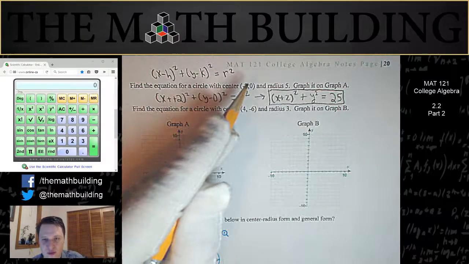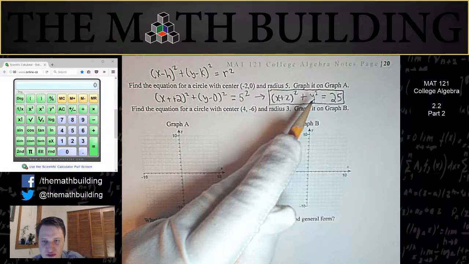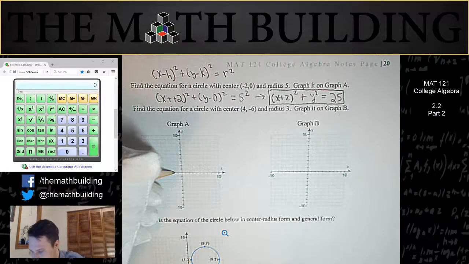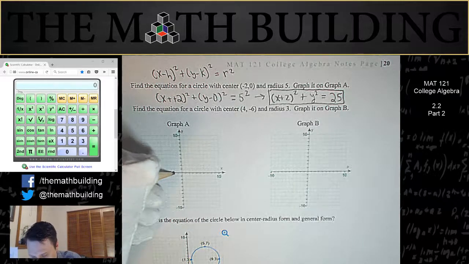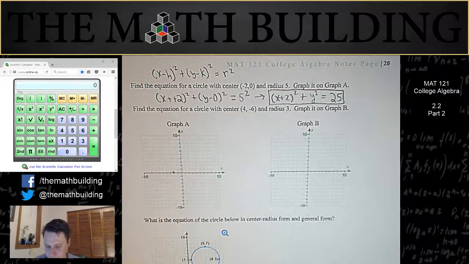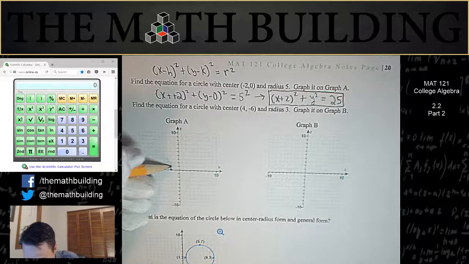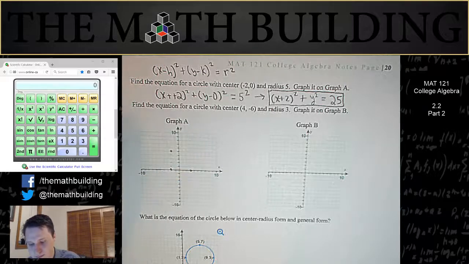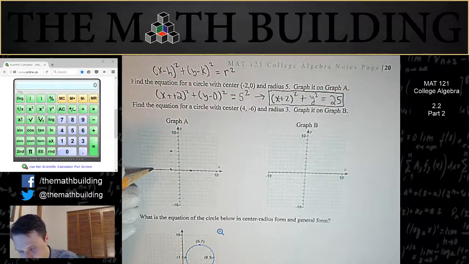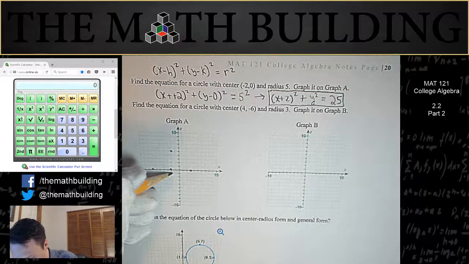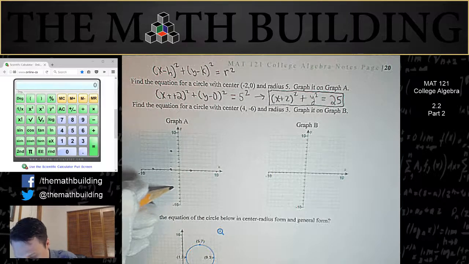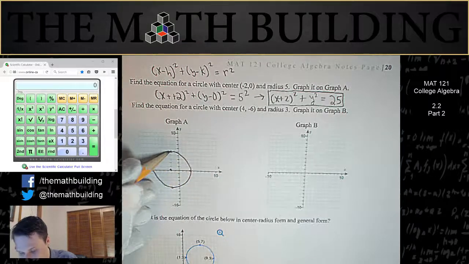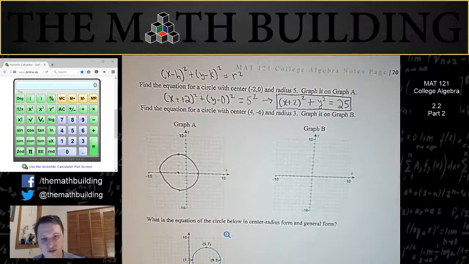They told us what the center was, but we can also tell from here that the center is (-2, 0). So let's graph that. (-2, 0) is the point right here. And we have a radius of 5, so in each direction we go 5 spaces. And down, and remember we're doing all of these from the center. And then just connect the dots. So there you go. That's how you would graph that first equation.